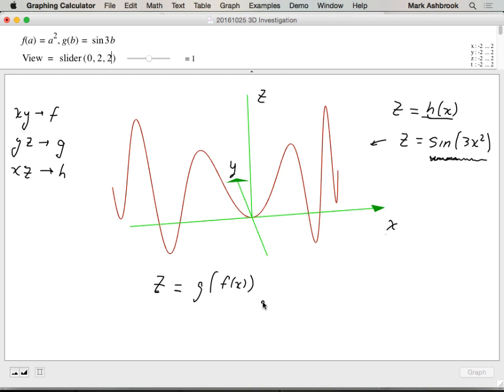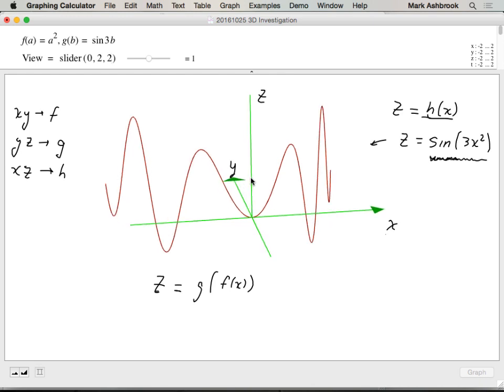Since f was graphing y as a function of x, when you look at the xy plane, all you see is f. Since g is graphing z as a function of y, when you look at the yz plane, all you see is g. And since h is our streamlined version of the composition, which takes out y, when you just view the x and z plane, you just see sine of 3x squared. But then this view shows the whole thing. It shows the two-step version of the composition, because first you have x, which gives you y, and then g gives you z.